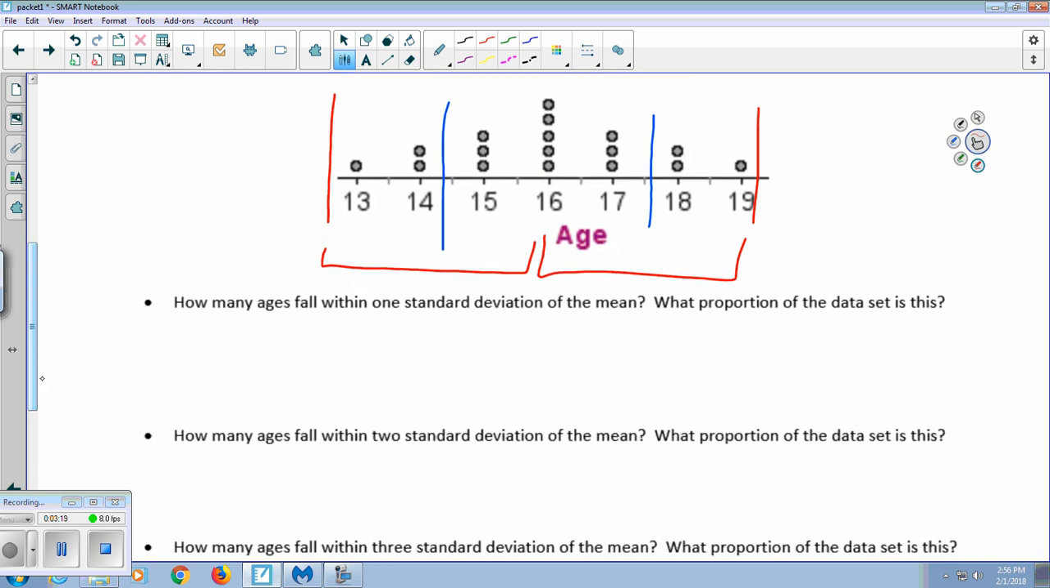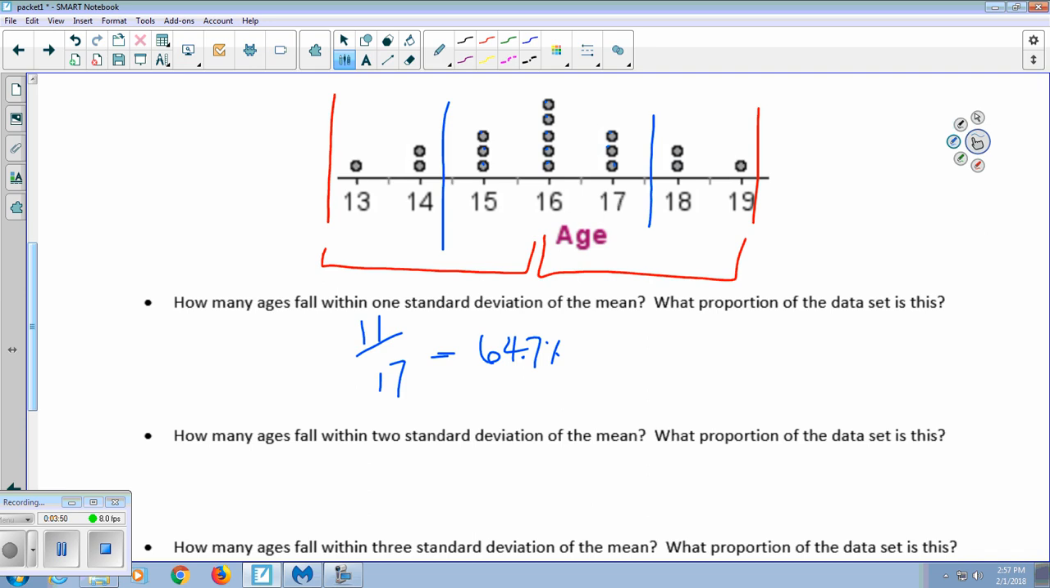How many ages fall within one standard deviation of the mean? We can actually count up these observations. There's 1, 2, 3, 4, 5, 6, 7, 8, 9, 10, 11. So 11 out of our 17 ages fall within one standard deviation. So that's 64.7% of our observations.